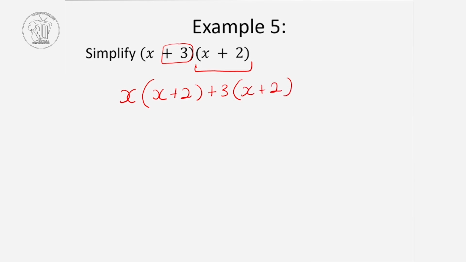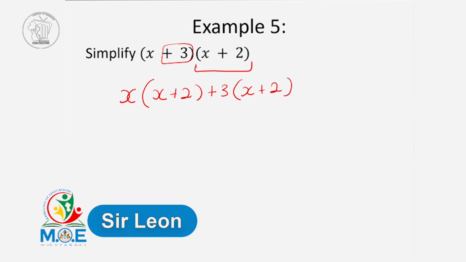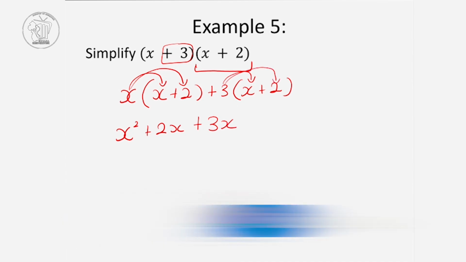And then we distribute and multiply. And now we distribute the x. So this will be x times x will give me x squared. x times positive 2 will give me plus 2x. And now we have the 3. So plus 3 multiplied by x will give me plus 3x. Now I have plus 3 multiplied by 2 will give me plus 6.